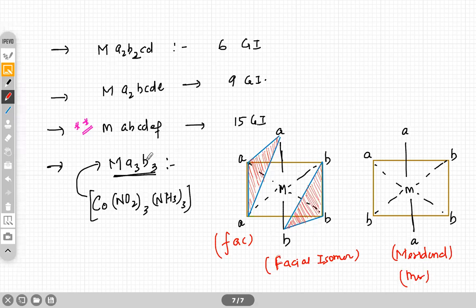So always remember Ma3B3 type, we represent it this way, and we do not write down cis or trans isomer here, but we write down facial, that is FAC or MER isomer.